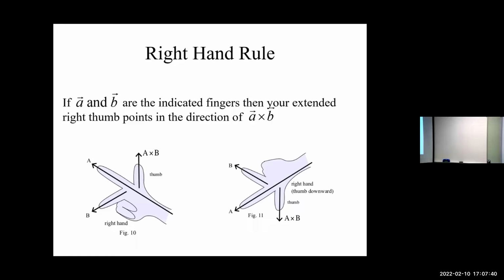Another way the right-hand rule is sometimes described is you put your fingers in the direction of the first vector, curl them in the direction of the second vector, and whichever way your thumb ends up pointing is the direction of your vector. Because you can imagine A cross B goes this way, but B cross A goes that way. So both of those are fine. It's not going to be something you're going to use a whole lot in here because, again, we're going to use the algebraic definition more often.